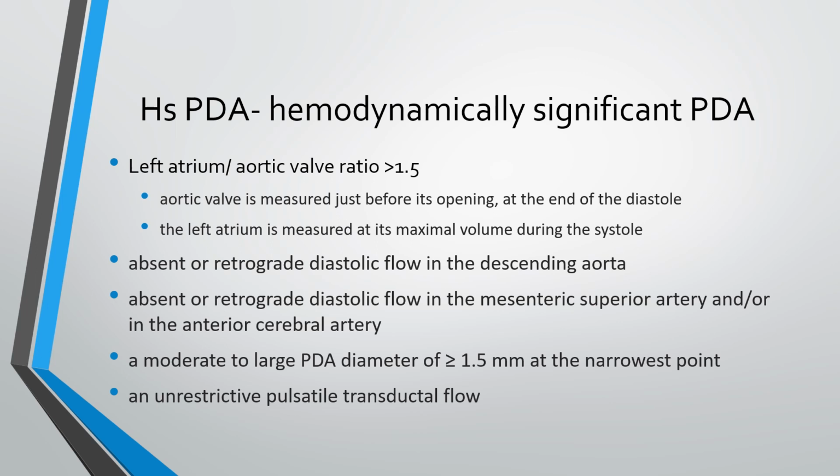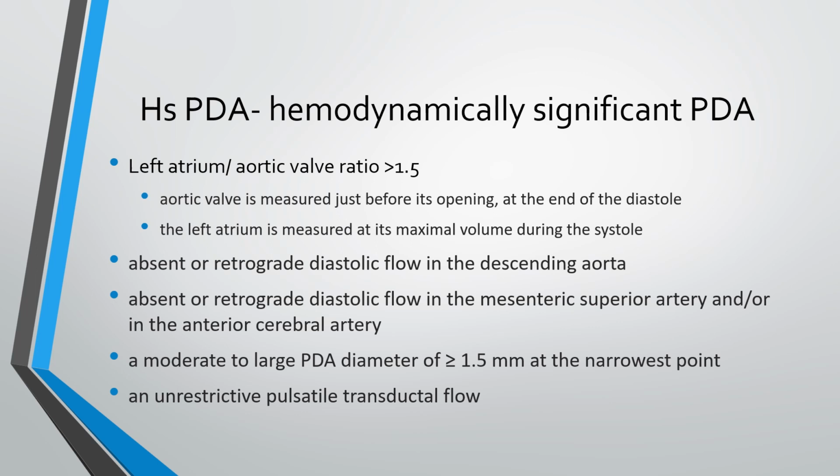What is happening here is that blood is flowing from the systemic circulation into the pulmonary circulation, so there is a systemic steal. There can be reduced blood flow in the descending aorta as well as the superior mesenteric artery. If there is absent or retrograde diastolic flow in the descending aorta, superior mesenteric or anterior cerebral artery, then it also indicates a hemodynamically significant PDA. Also based on the size, if the size is more than 1.5 mm at the narrowest point, then it indicates a moderate to large PDA, which is also hemodynamically significant.